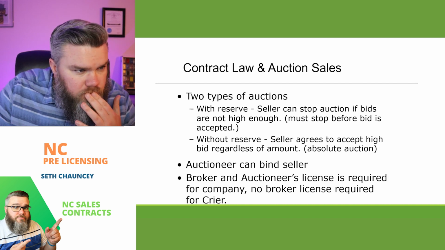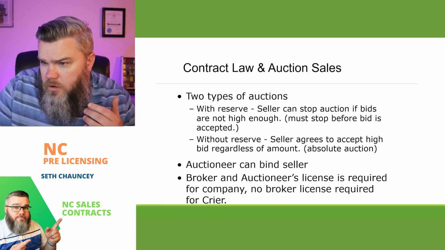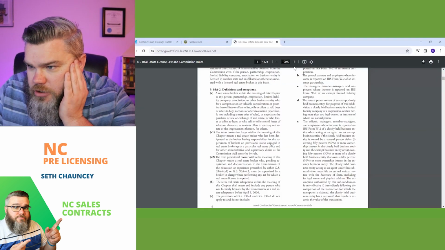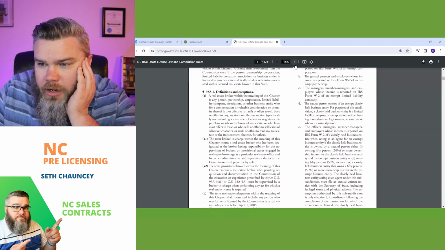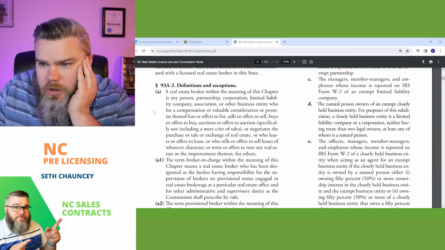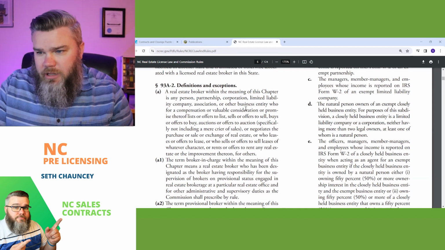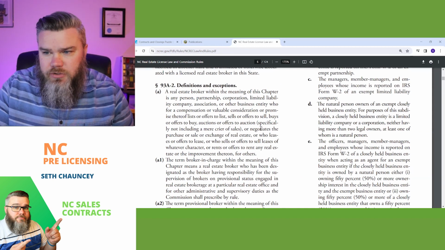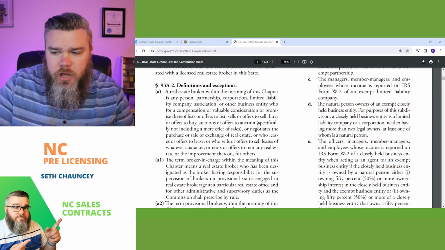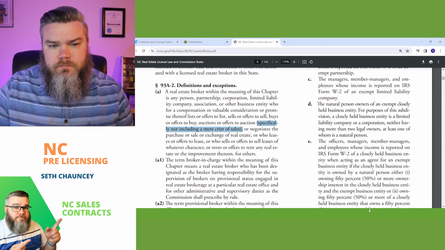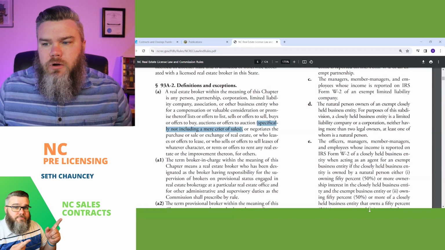Right here. So when we talked about those LOBs, right, list, lease, buy, exchange, auction, negotiate, sell, that's really outlined in 93A-2. So real estate broker within the meaning of this chapter, any person, partnership, corporation, limited liability company who lists or offers to list, sells or offers to sell, auctions or offers to auction. But right here, specifically not including a mere crier of sales. M-E-R-E, mere crier.